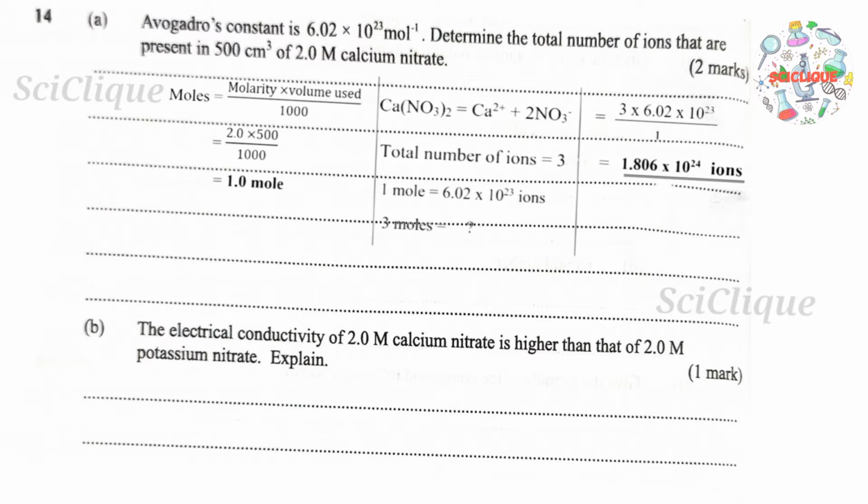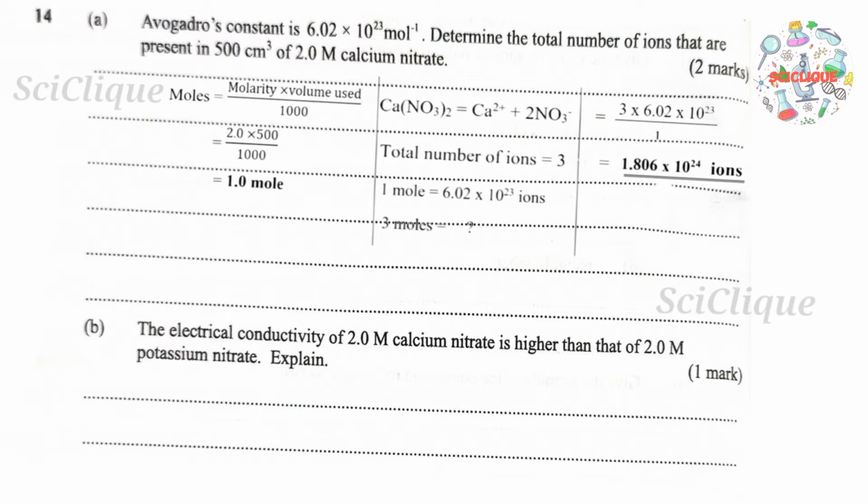So if 1 mole will give us 6.02 times 10 power 23 ions, what about 3 moles? We are going to cross multiply, and this will give us our final answer of 1.806 times 10 power 24 ions. So this is the total number of ions that is present in dissolved calcium nitrate.